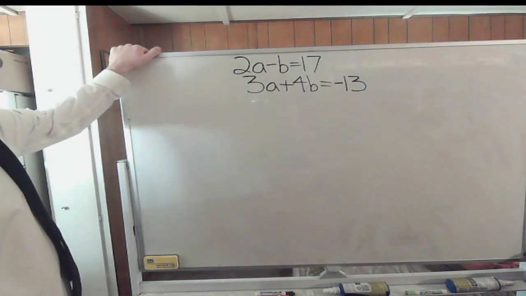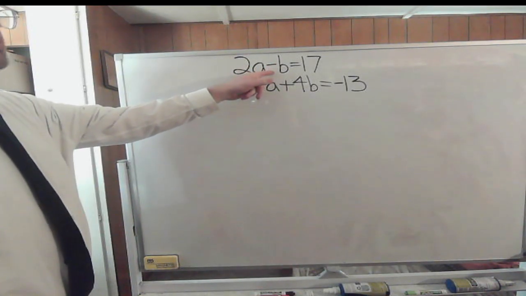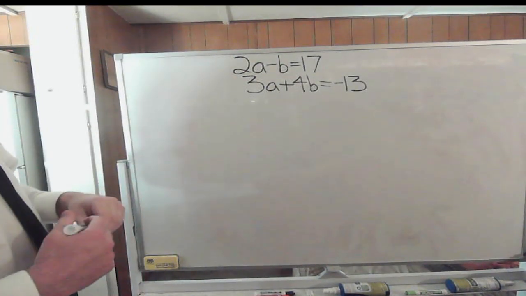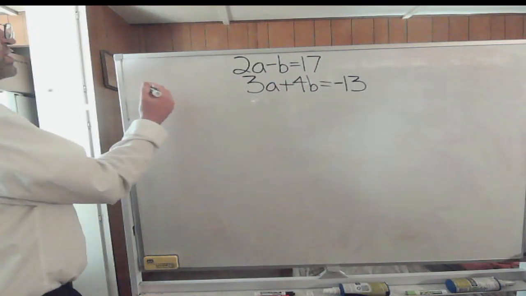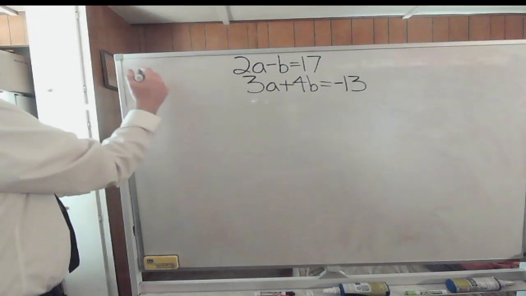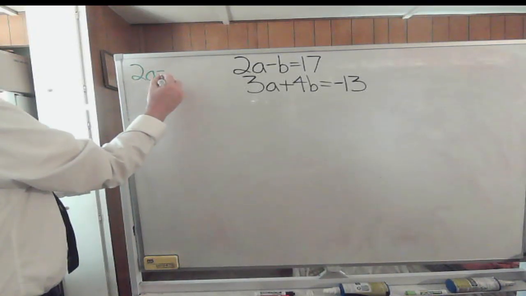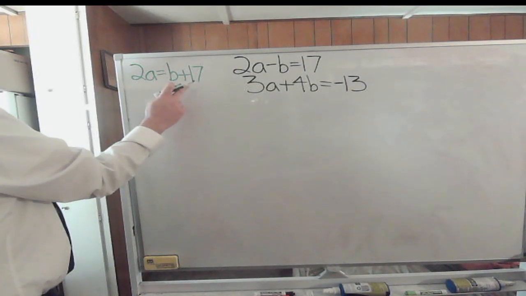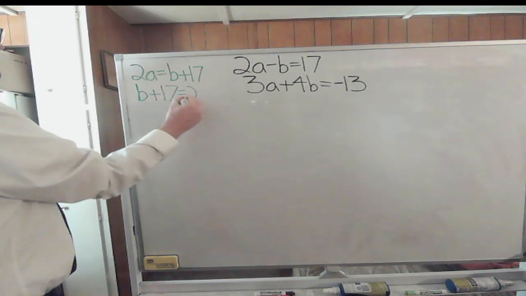What I'm going to recommend is you get that you have a coefficient of negative 1 on the b, but it can become a positive coefficient of 1 if you move it over to the other side. So let's manipulate the first equation to make that our substitution equation. I'm going to do that over here. So 2a minus b equals 17. That means if I add b to both sides, I'll get 2a equal to b plus 17, which by the property of equality, I can make b plus 17 equal to 2a.